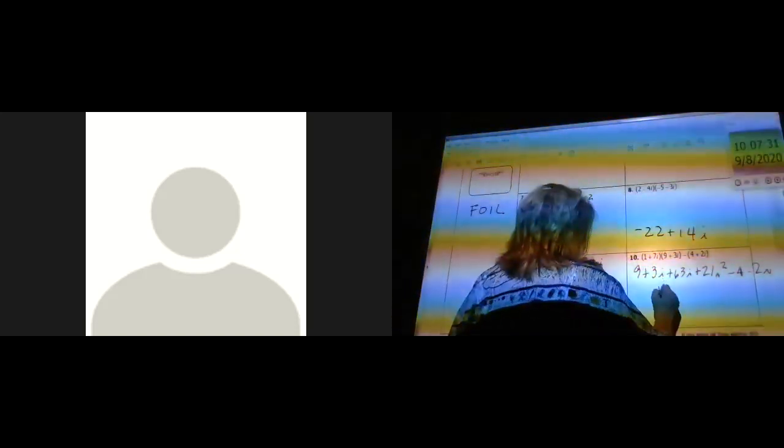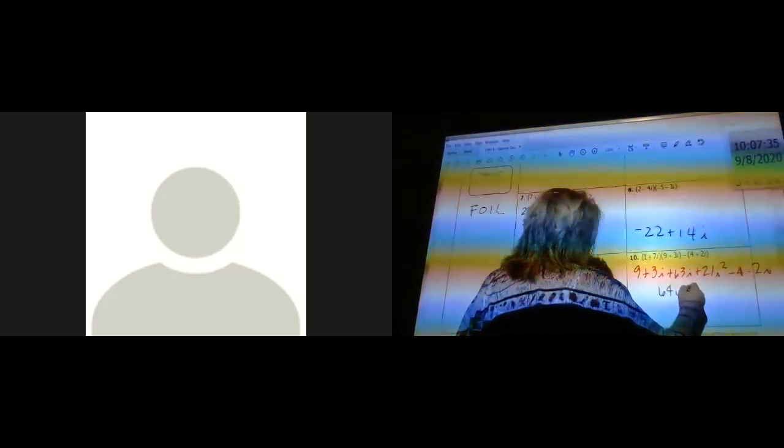Yes, thank you. And now we can distribute this negative. Negative 4 minus 2i. If we combine like terms, we have 3i plus 63i minus 2i. We have plus 21i squared. And we have plus 9 minus 4, which is 5. If we plug in our negative 1 for our i squared, what's that going to make that 21? Negative 21. So 5 minus 21 is?